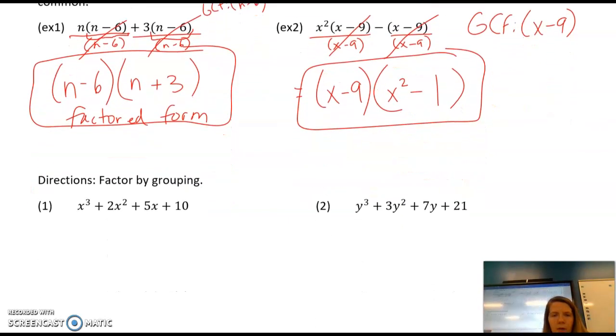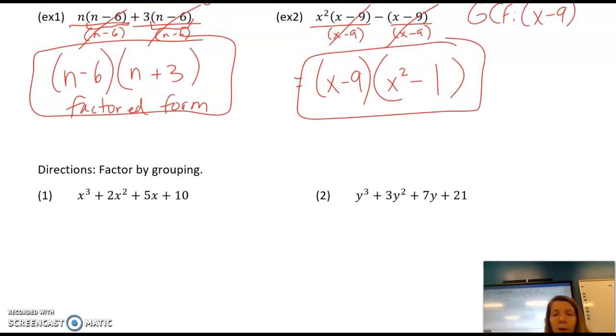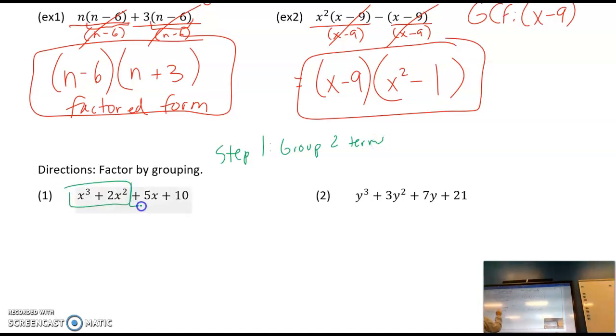All right, so number 1, factor by grouping. Here are some examples, and I'm going to keep example 1 and 2 up because you're going to see how it connects. So what you do for factor by grouping. Step number 1 is group 2 terms together. What this means is I need to group the first 2 terms together and the last 2 terms together. Step 2, find the GCF of each group.